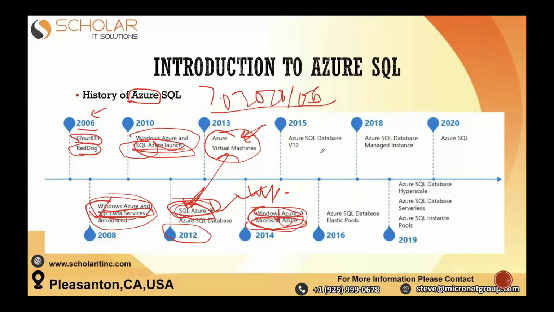All right. And then we have got Azure SQL Database version 12 and all that stuff, then managed instance in 2018, Elastic Pool in 2016, and now in 2019 we got Hyperscale, serverless and managed instance pool. We'll discuss all about these.